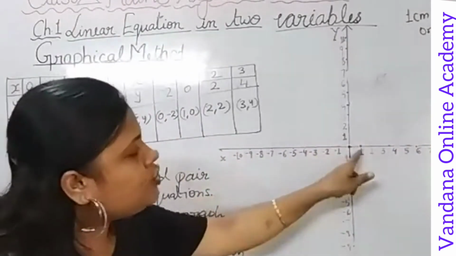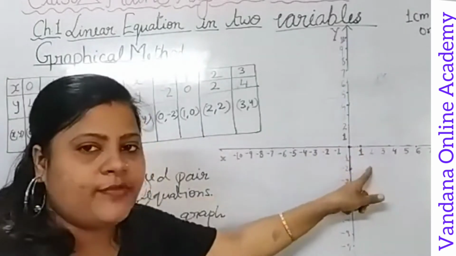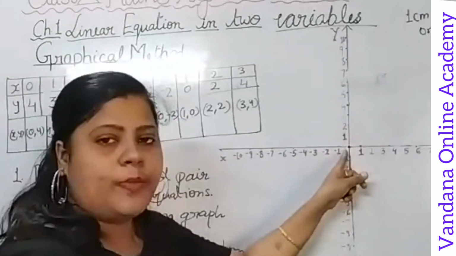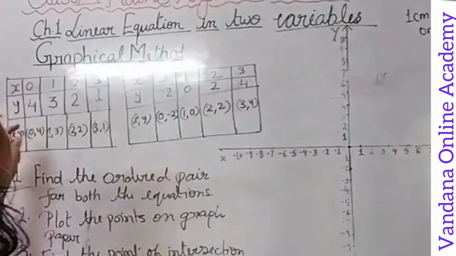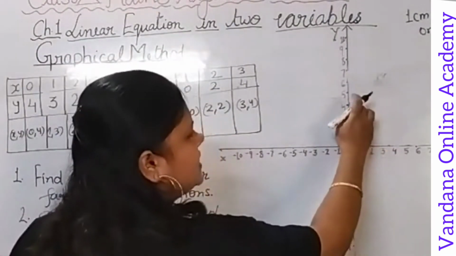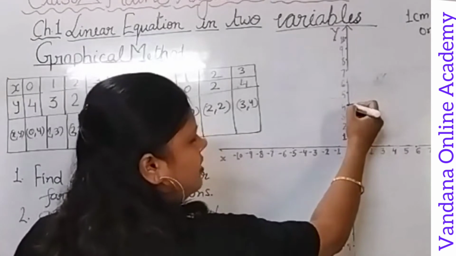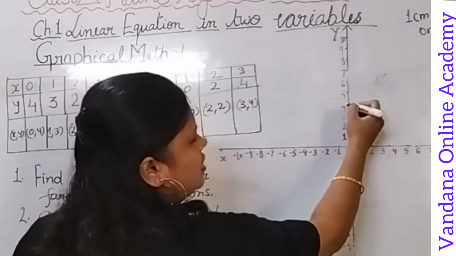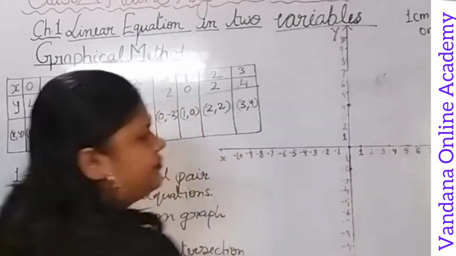Because the distance of 1 centimeter is our 1 unit, 0 is where we start from here. Okay. So 0,4: it will come 0 on the x axis and 4 on the y axis. So it is here somewhere. This much understood? This is our 0,4.